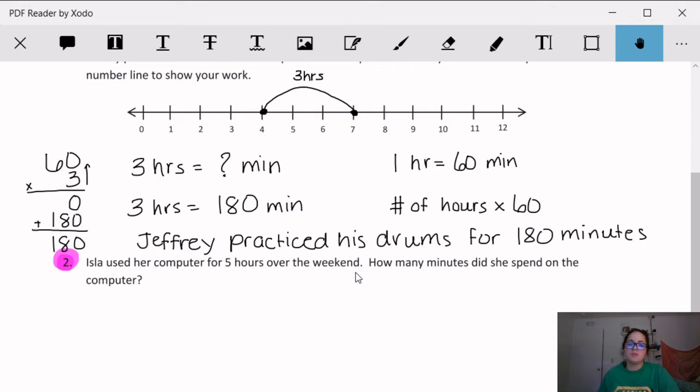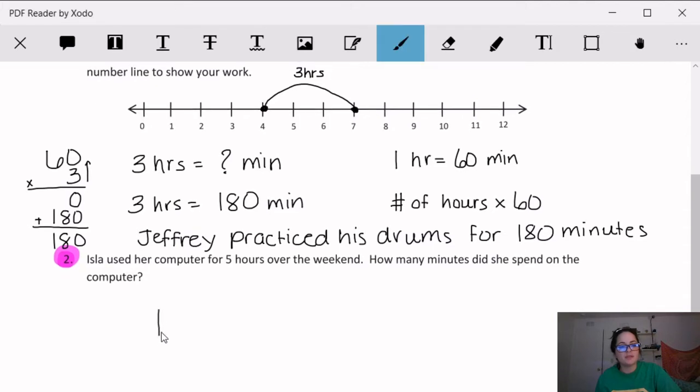So remember, we're doing the same thing. We're going to read the problem, which is what we just did. We're going to draw a model, and then we are going to write out our answer as a sentence. So I'm going to draw a tape diagram as my model.